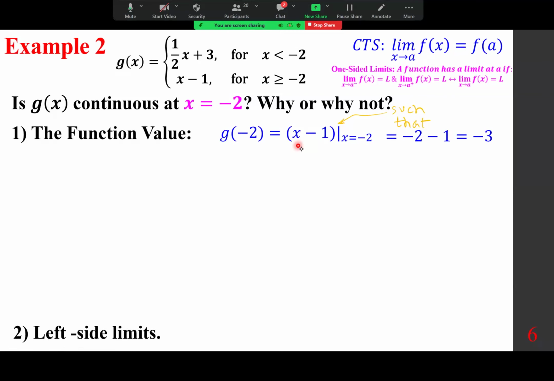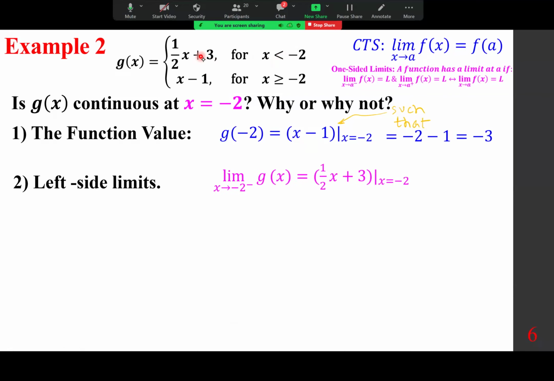Let's look at the limit from the left. That means the limit of g of x as x approaches -2 from the left. Because this is less than, this is the function we're going to evaluate. So we're going to evaluate half of x plus 3 at x equals -2. Plug in -2. The product of these two is -1, and -1 plus 3 is +2.